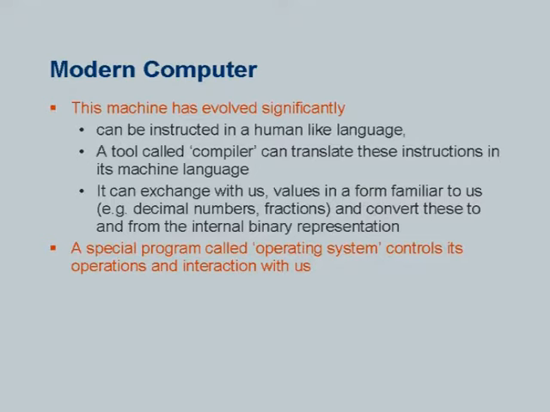Next, we notice that the modern machine will exchange values with us in a form similar to us. That means we shall be using, let's say, a decimal notation or an exponential notation or a string notation with which we are familiar in order to give input values and in order to see output values given by the machine. And therefore, we state that the modern computer is capable of interacting with us using a notation which is familiar to us. Obviously, a modern computer would therefore be capable of converting the values that we give in decimal notation to an internal binary representation and vice versa.